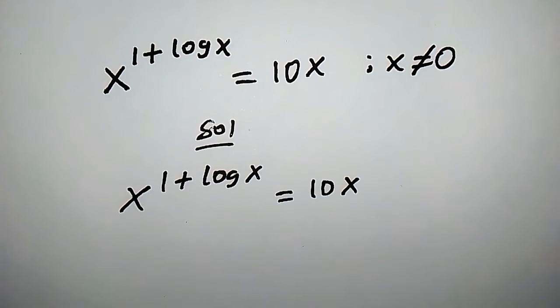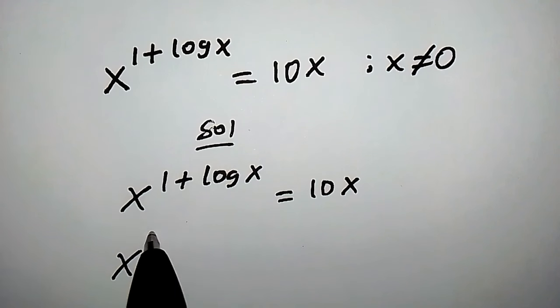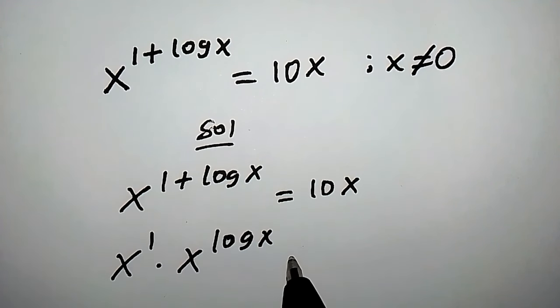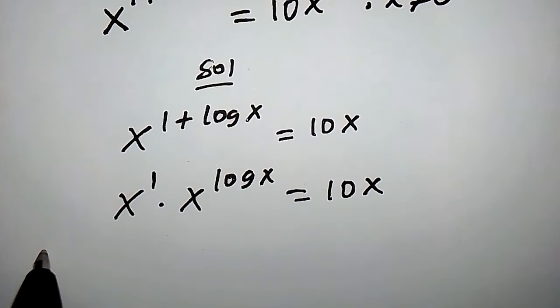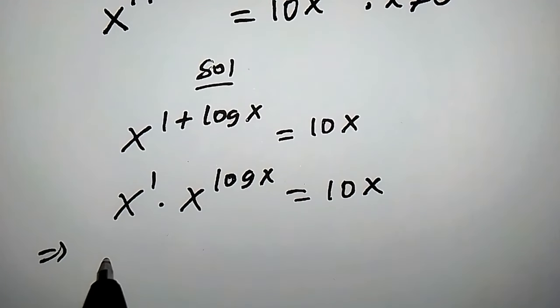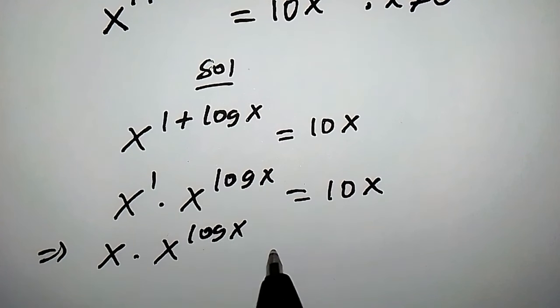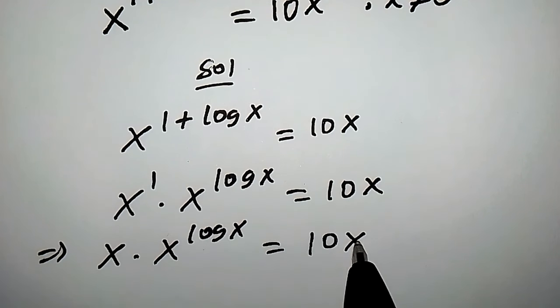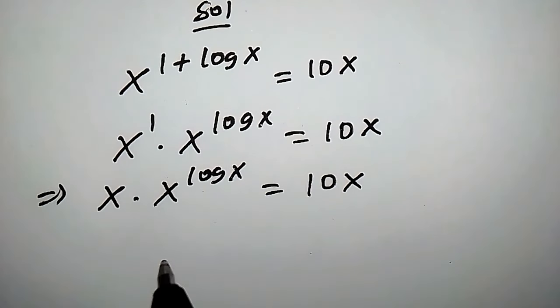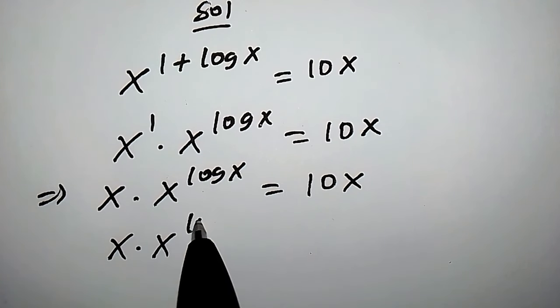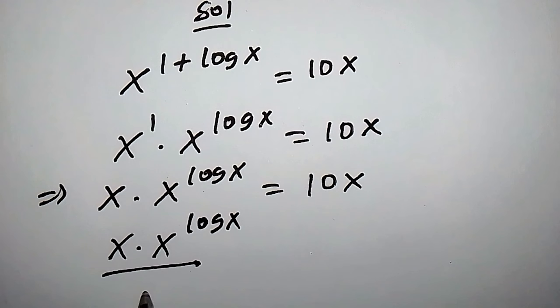This left hand side could be written as x to the power of 1 times x raised to log x equal to 10x. x raised to 1 is simply x, so x times x raised to log x equal to 10x. Now, let us divide both sides by x. So we have x times x raised to log x divided by x equal to 10x divided by x.